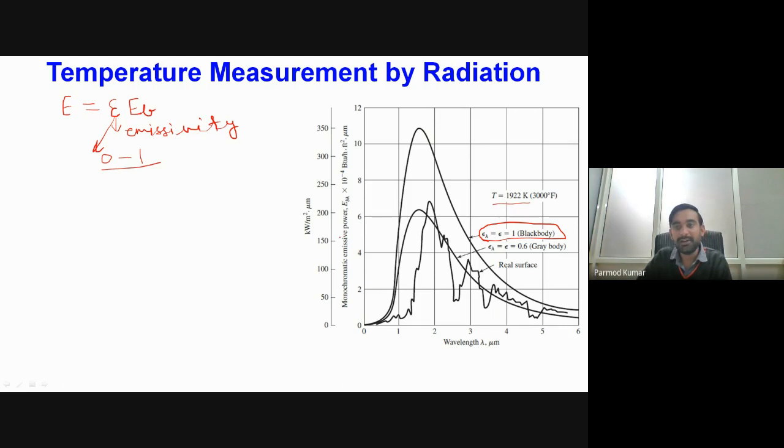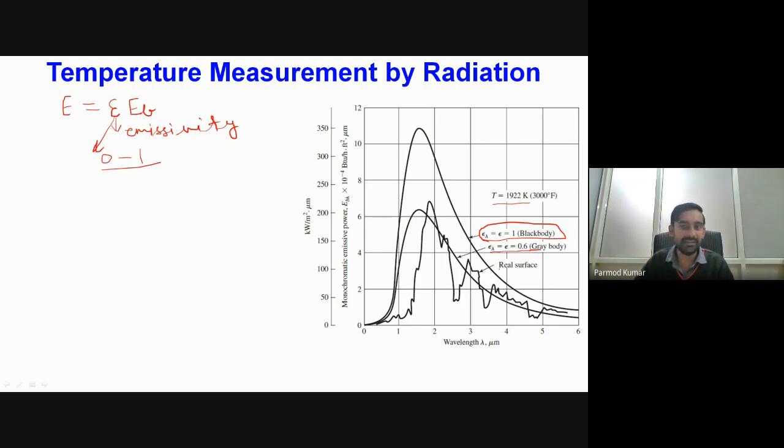Apart from that, another curve I have shown here is qualitatively exactly the same as the black body curve. The only difference is that the magnitude at each and every wavelength is less. That represents a surface having emissivity lesser than that of a black body. This particular curve is plotted for an emissivity of 0.6.